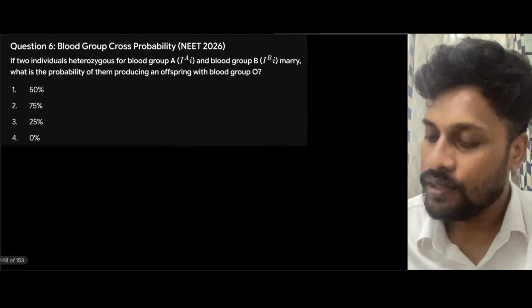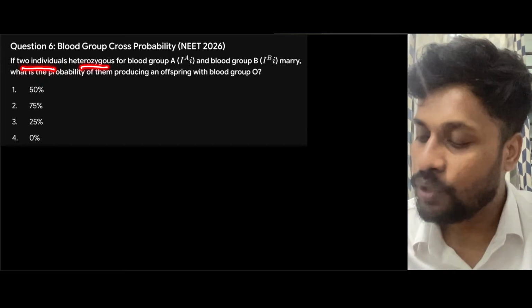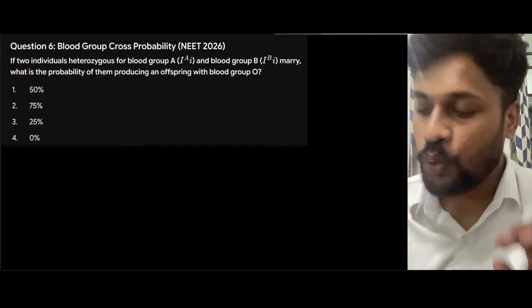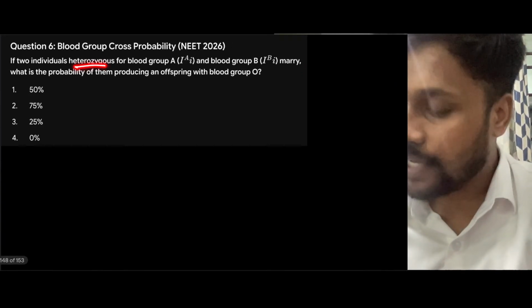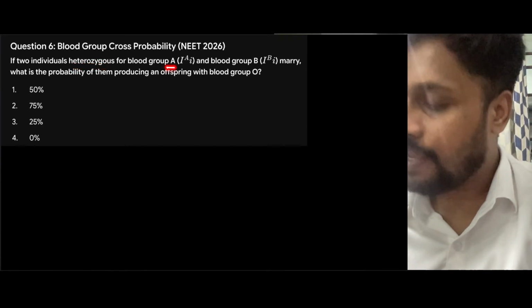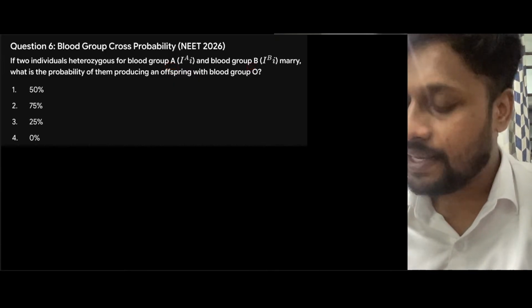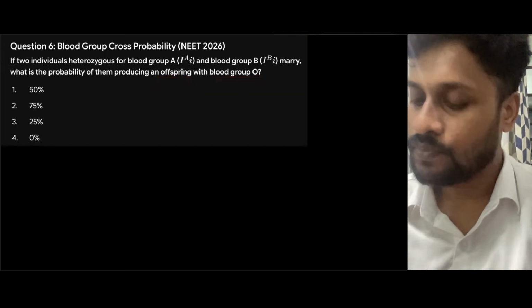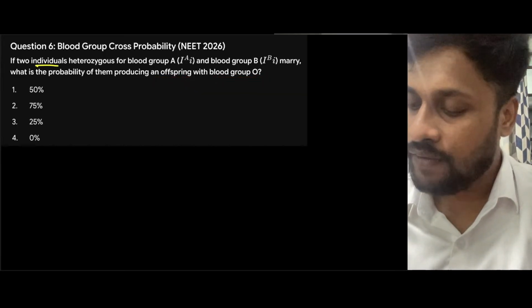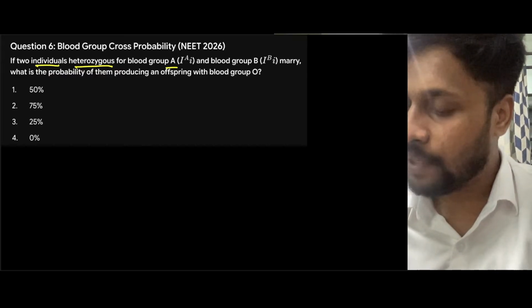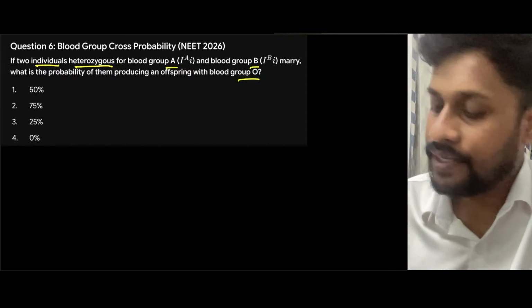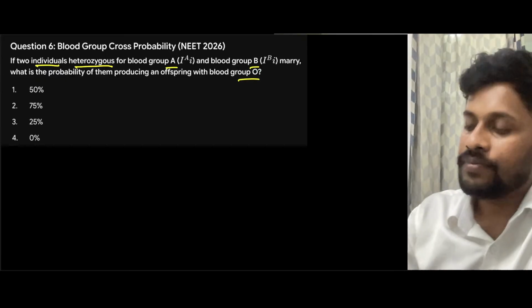Now, it's a very nice question, guys. Okay, make sure you are understanding it properly. If two individuals heterozygous for blood group A and blood group B marry, what is the probability of them producing an offspring with the blood group O? So, two individuals heterozygous for blood group A and B. Probability of producing offspring with the blood group O. It's a simple question, right? I thought it was a different question.